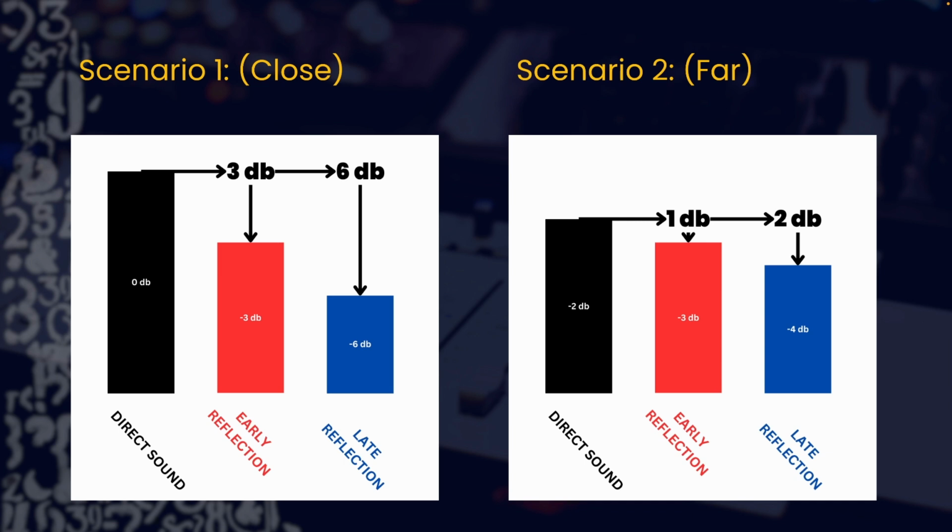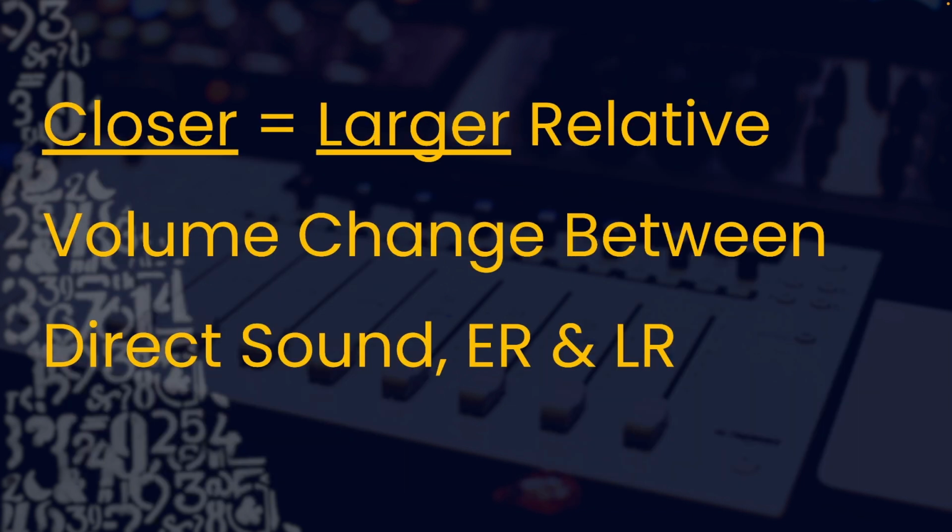Anybody who's played around with reverb inside of your mix, the more you turn up your reverb, the further items tend to sound from you, which is exactly this concept in practice. As we turn up the early and late reflections in our reverb, the sound sounds further away because it's essentially moving that one item in relation to the direct sound as is described by these graphs. So basically, the closer an item is, the larger relative volume change between the direct sound, early reflection, and late reflections. So when something is closer, there's a bigger change.